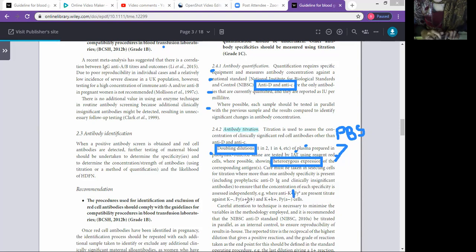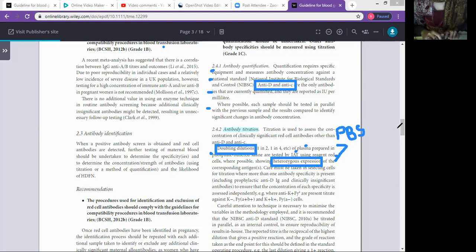We will then have heterozygous expression of the Duffy antigen and heterozygous expression of the K antigen, that is big K and small k, and Duffy A and B in one panel. The other being negative. So this is how these heterozygous expression panels are used.